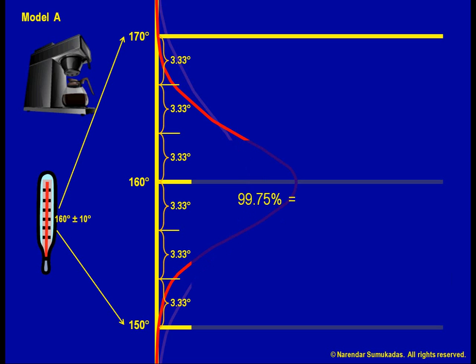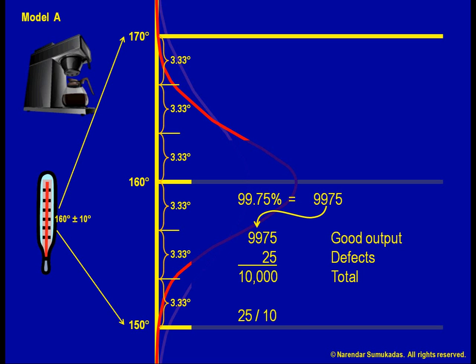This process will stay within the desired temperature range 99.75% of the time. Only 0.25% of the coffee, or 1 out of every 400 cups, will be defective.